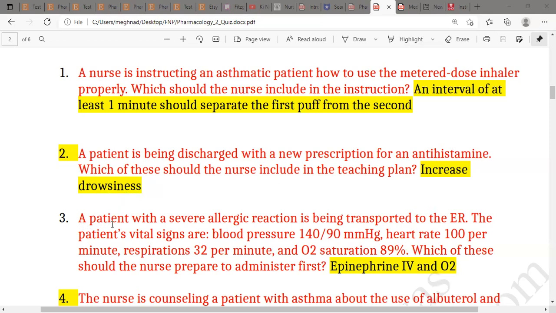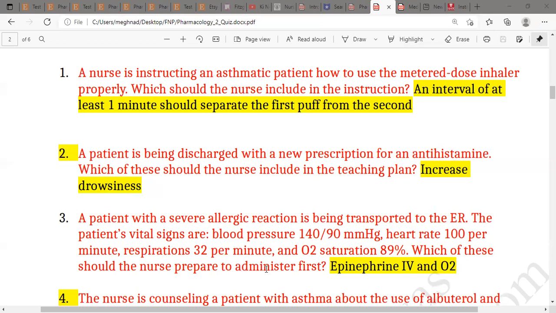Next, a patient with a severe allergic reaction is being transported to the ER. The patient's vital signs are: blood pressure 140/90 millimeters of mercury, heart rate 100 per minute, respiratory rate 32 per minute, oxygen saturation 89. Which of these should the nurse prepare to administer first?